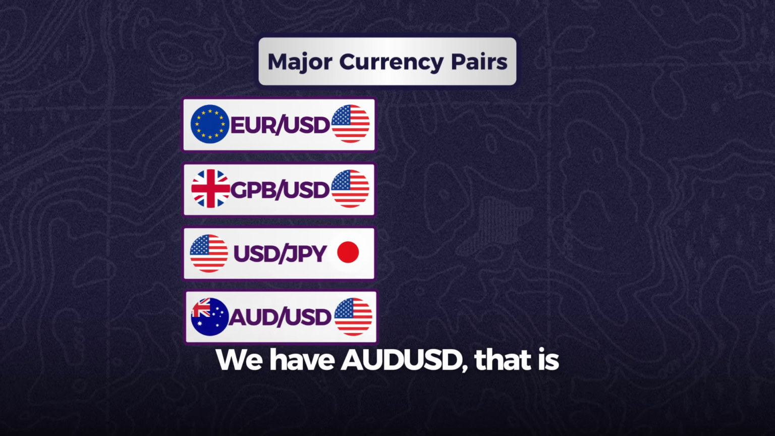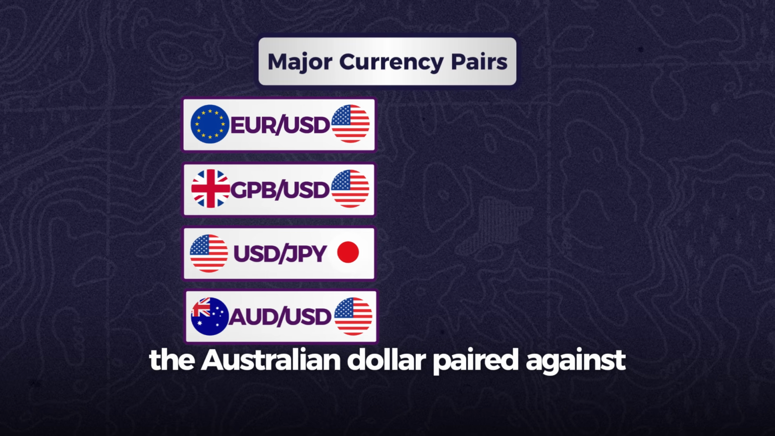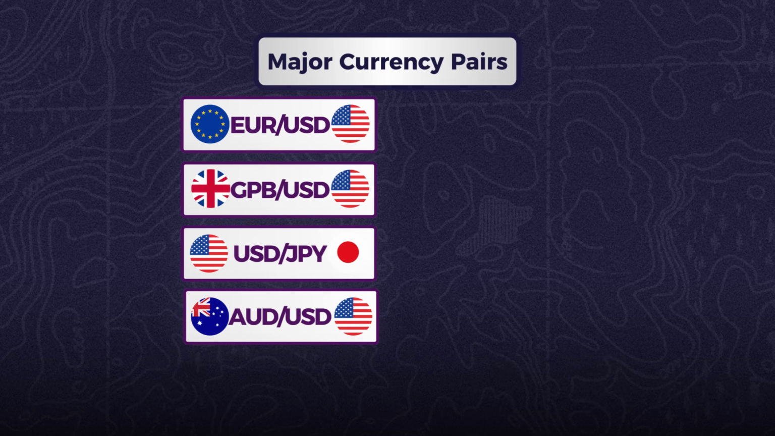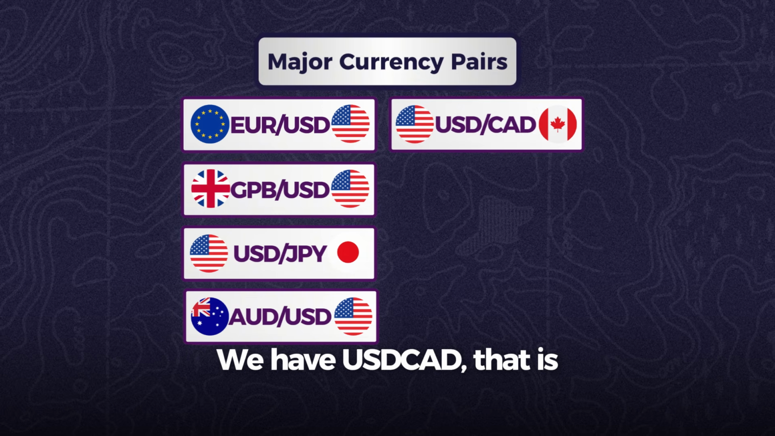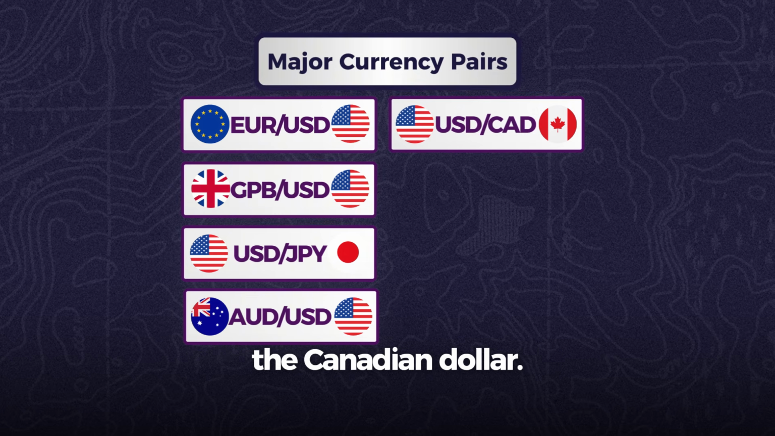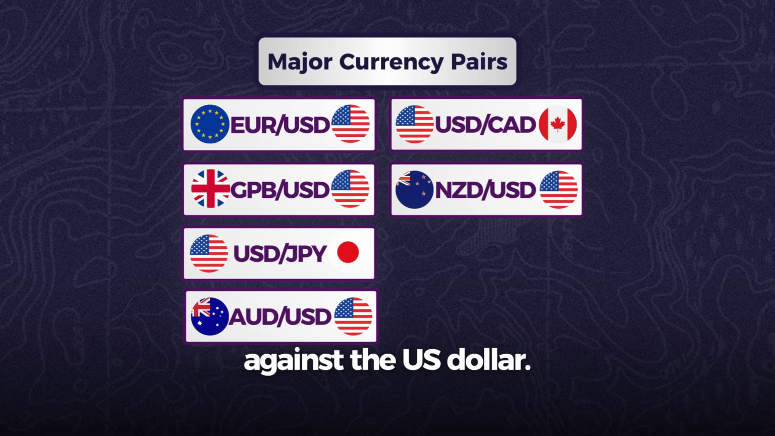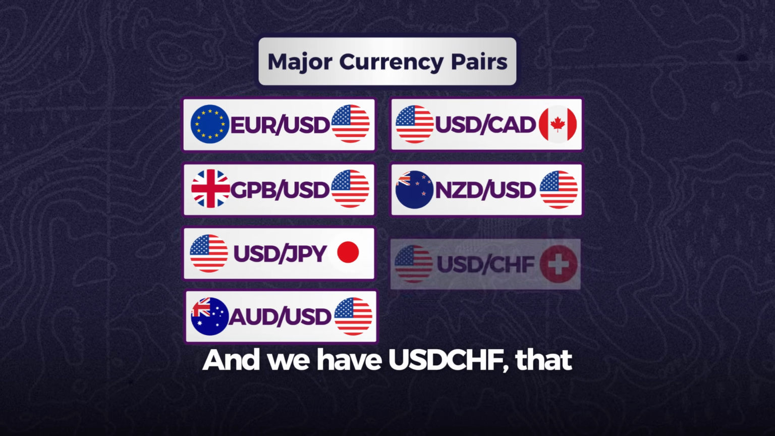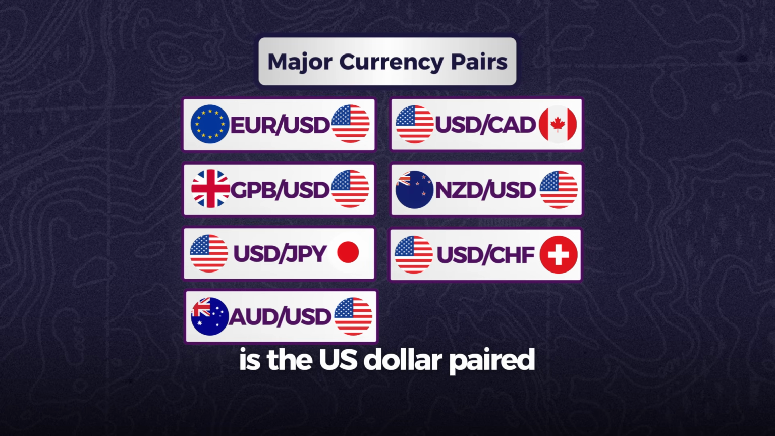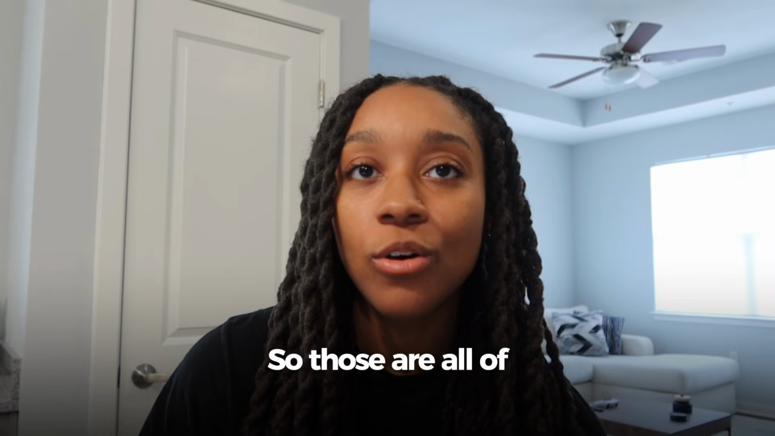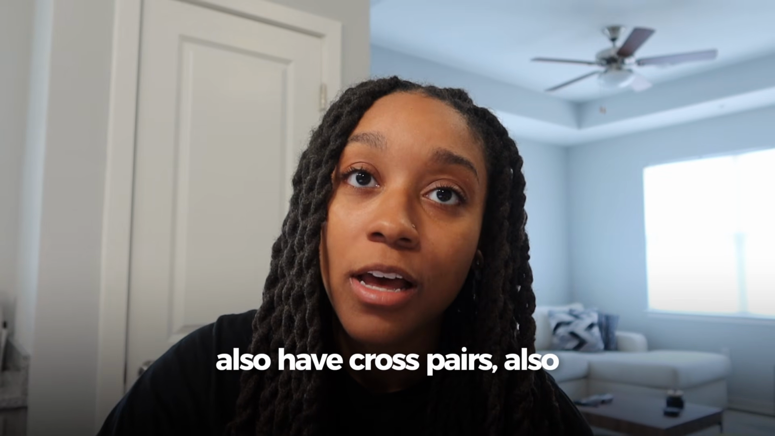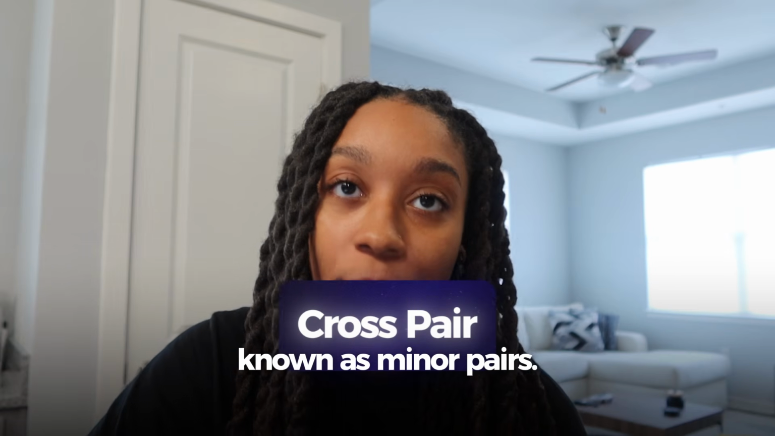We have AUD/USD, that is the Australian dollar paired against the US dollar. We have USD/CAD, the US dollar paired against the Canadian dollar. We have NZD/USD, the New Zealand dollar paired against the US dollar. And we have USD/CHF, the US dollar paired against the Swiss franc. So those are all of our major pairs, but we also have cross pairs, also known as minor pairs.